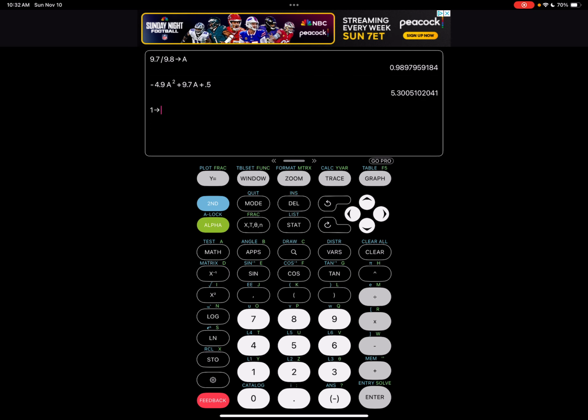1 stored for x. Using a. Right? And I get this. And then I'll just copy this and click enter. So notice what I've done calculator-wise.